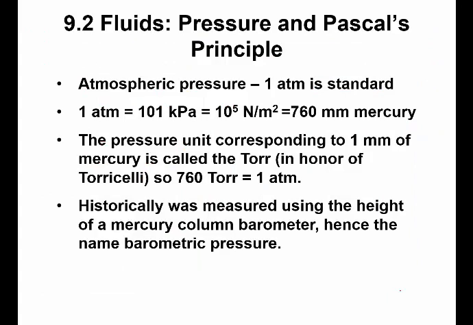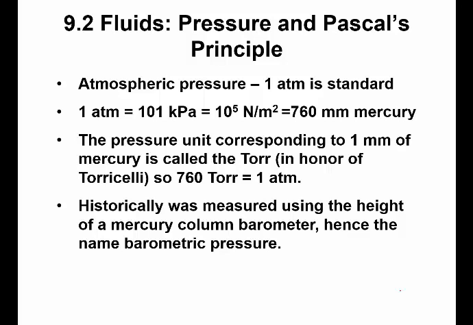So fluids, we've talked about pressure and Pascal's principle. We already alluded to the fact that when we talk about gases especially, or the world we live in, we talk about atmospheric pressure, which is 1 atmosphere. And 1 atmosphere is 101 kilopascals, or if we're thinking about it in millimeters of mercury, that's 760 millimeters of mercury. The pressure unit corresponding to 1 millimeter of mercury is called the torr. So 760 torr is the same as 1 atmosphere. So we just have some different units when we talk about pressure.